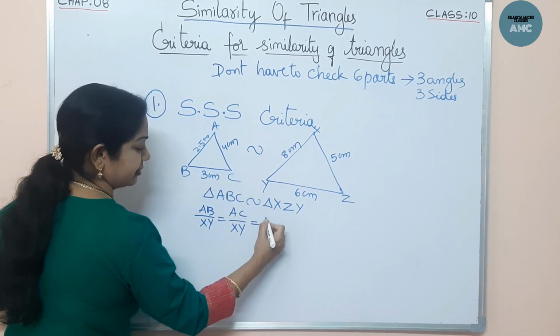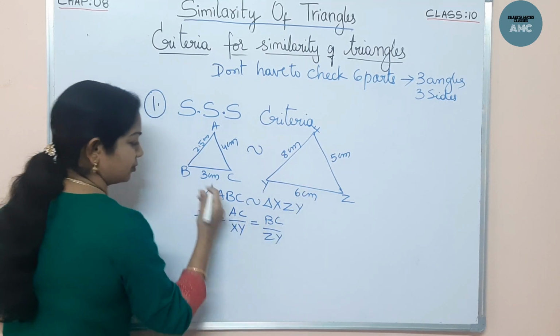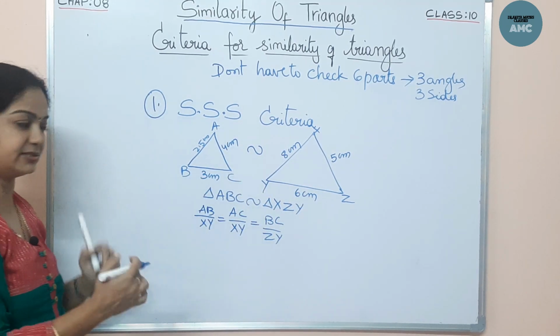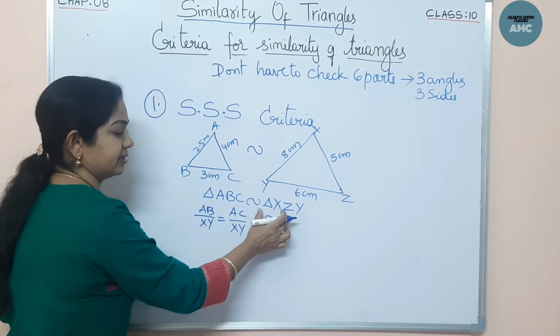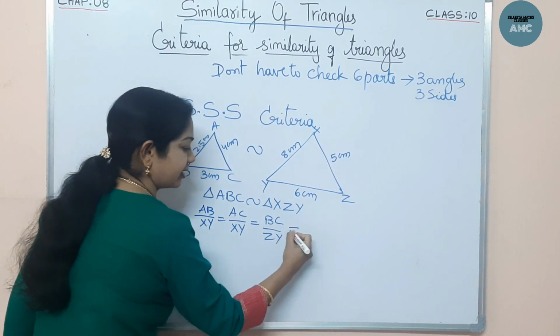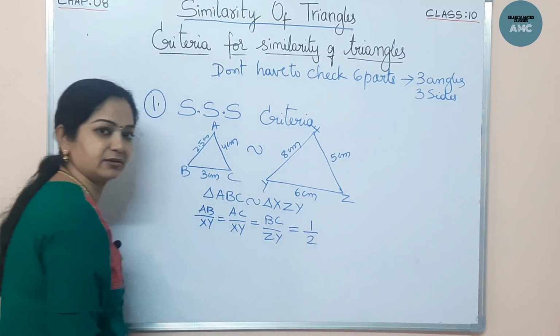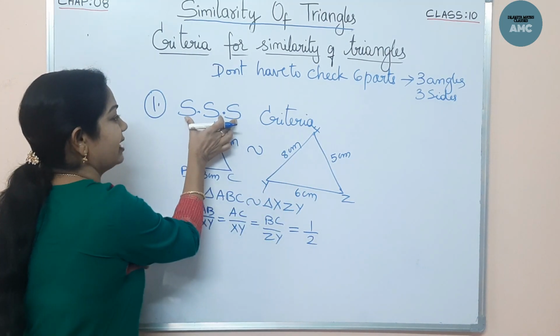And BC is in proportion to YZ. So if you divide, the ratios are 2.5 by 5, 4 by 8, and 3 by 6. That comes to a scale factor of 1 by 2 only. That means they are similar, just by checking the sides.